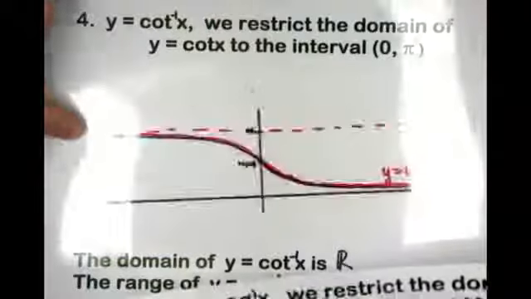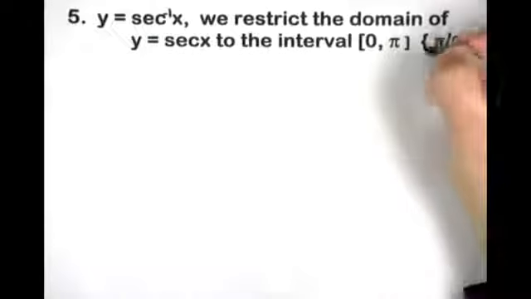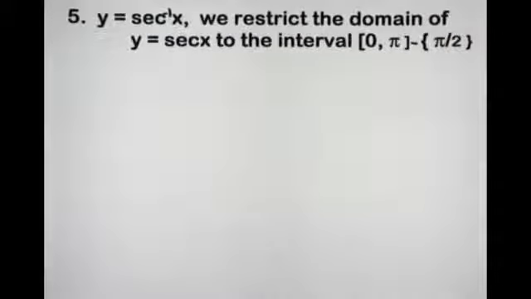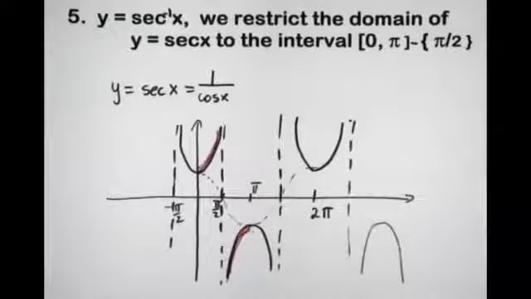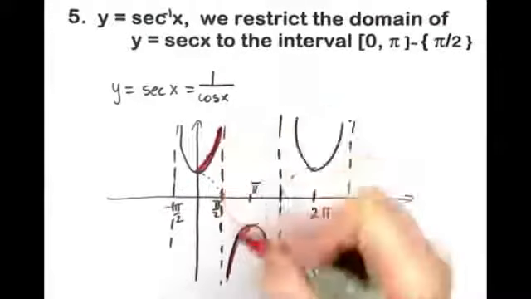Then we have secant inverse. For secant inverse, we restrict the domain of the secant. Secant is nothing else but 1 over cosine. So that's my secant graph, and we restrict to only those parts. We only take this part and this part.